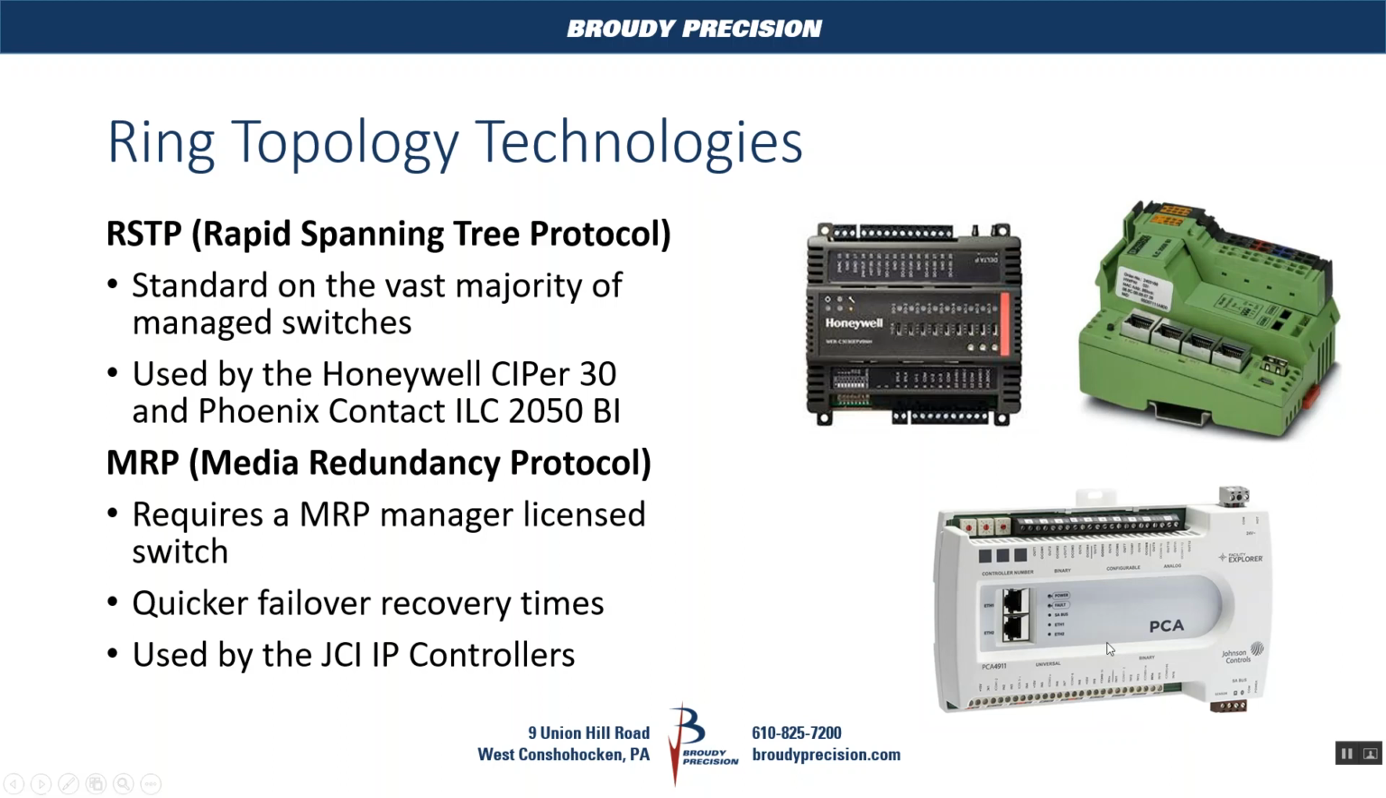Now, this is what's used on the JCI IP controllers, as I mentioned before, but it also requires a switch with a specific license on the switch. So Johnson Controls recommends using a specific industrial Cisco switch to make this happen that has that license on it, and they have some configuration tools that make it simple to set up for you. But just keep in mind that a regular managed switch is most likely not going to be able to do this Media Redundancy Protocol.